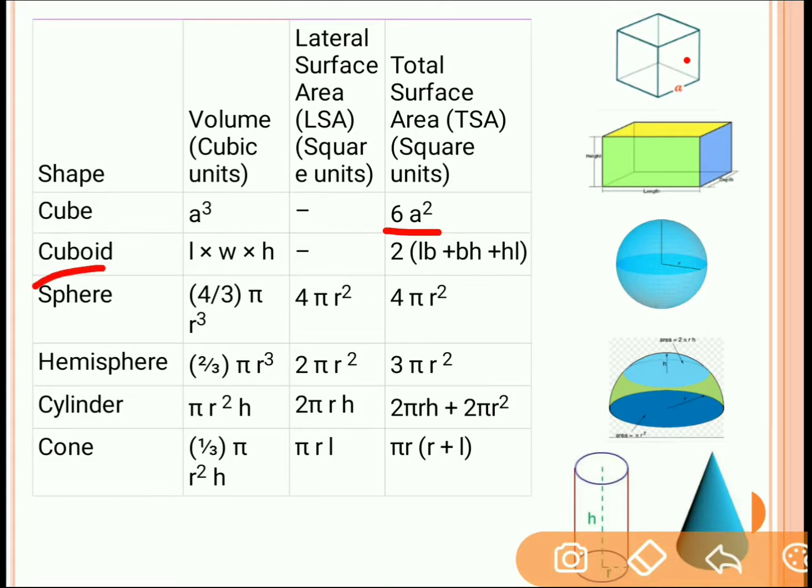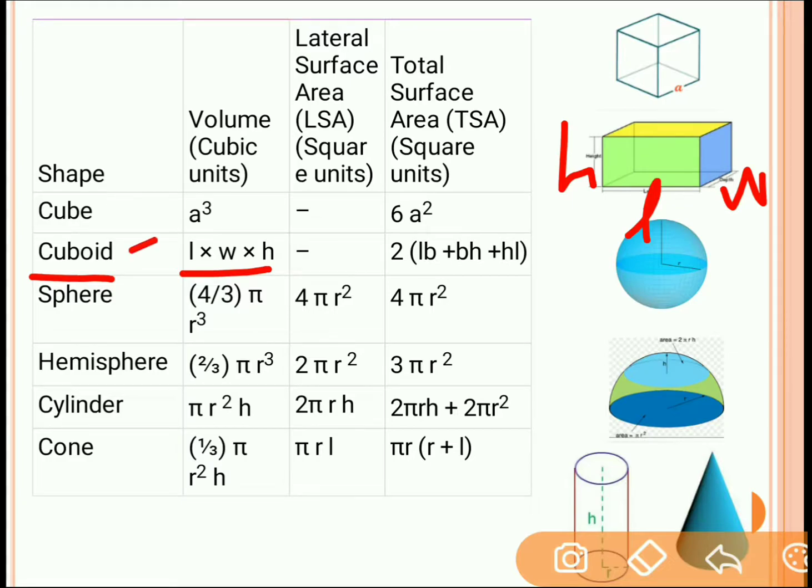Next shape is cuboid. Cuboid is similar to the cube, but all the lengths are different. So there are a total of 3 dimensions in the case of a cuboid. L is the length, W is the width, and H is the height. So volume of the cuboid will be L times W times H.